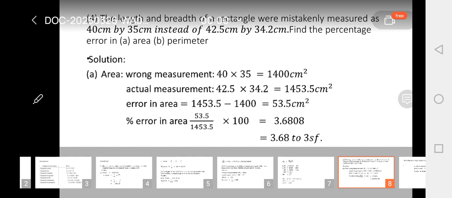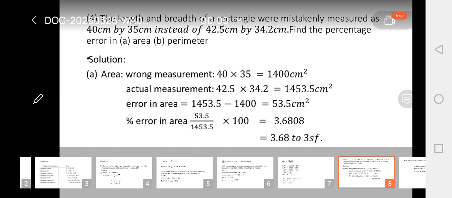You see, the actual length and breadth of the rectangle are 42.5 cm by 34.2 cm. But somebody mistakenly measured it as 40 cm by 35 cm. So the actual length is 42.5 cm and the wrong length is 40 cm. The actual breadth is 34.2 cm while the wrong breadth is 35 cm. Now, what is the area? We're looking for percentage error in the area, percentage error in the perimeter.